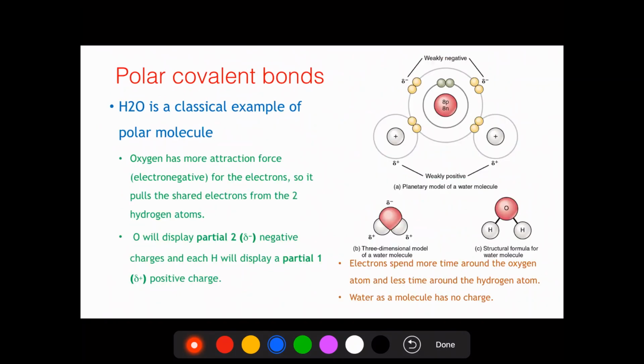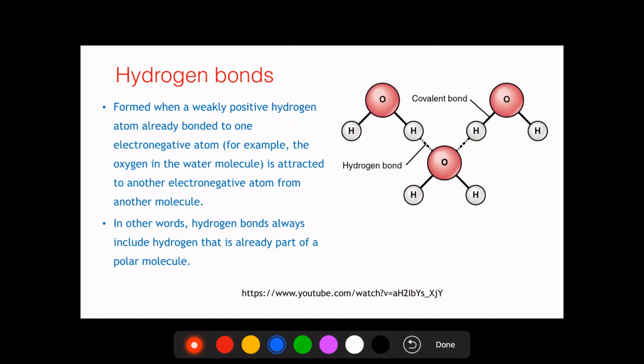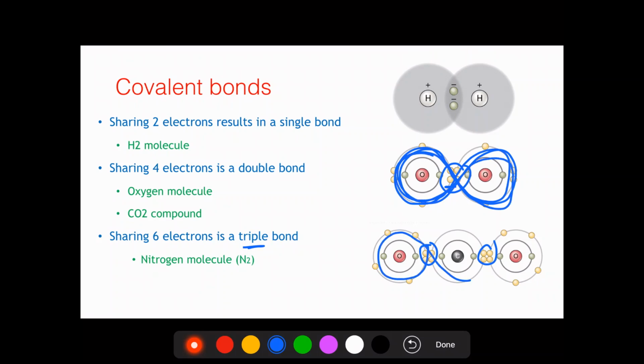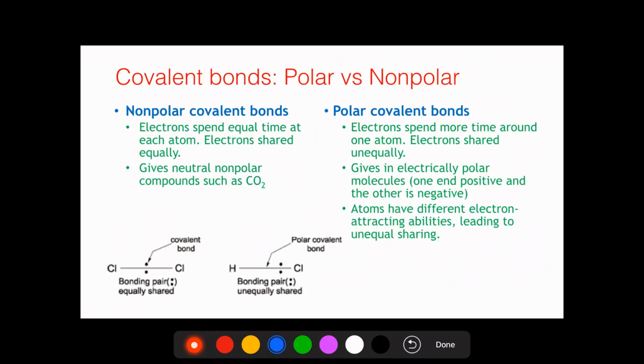Okay, now in all of these examples that we have seen, I said that these shared electrons are going to spend equal time around both atoms. And technically these are nonpolar covalent bonds, because the electrons are going to spend equal time at each atom. And this usually will give us neutral, nonpolar molecules.